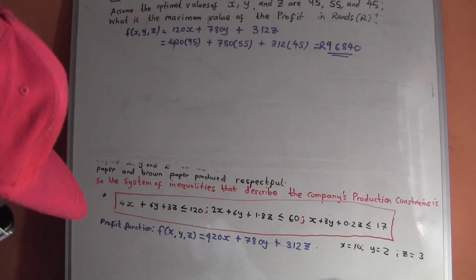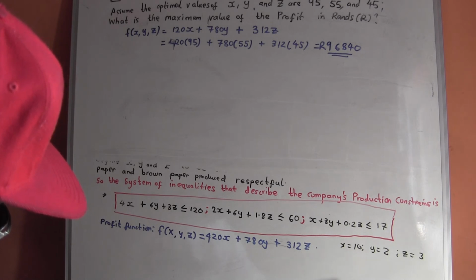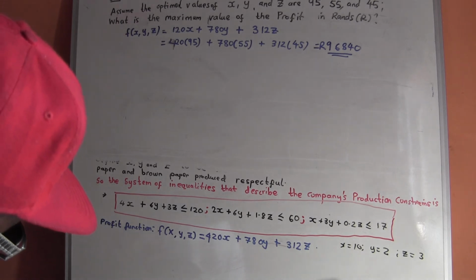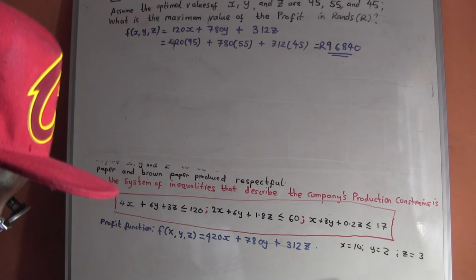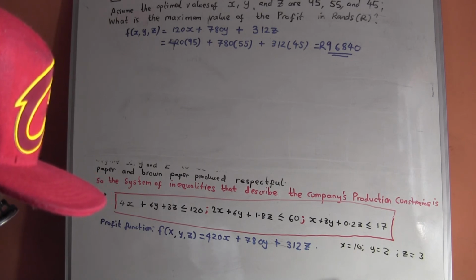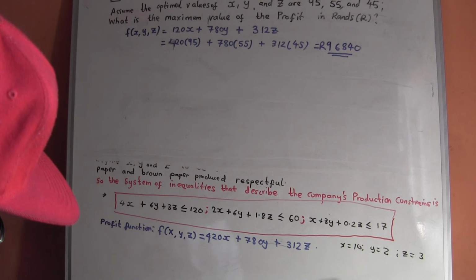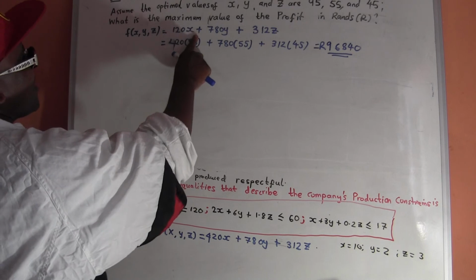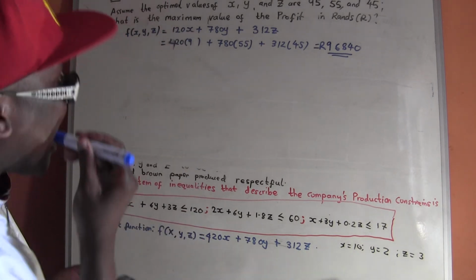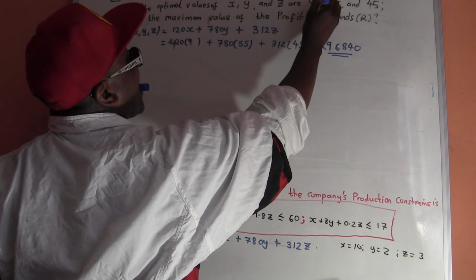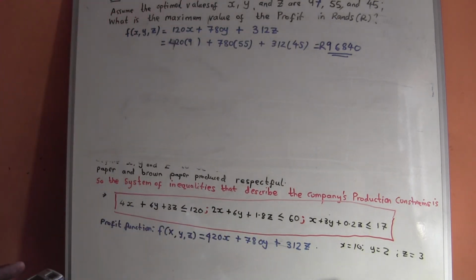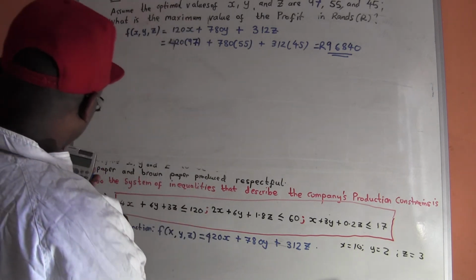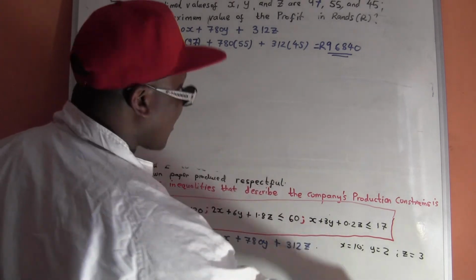78, 78, 420, 420, 78, 78, 312, 312. Okay, 97. The first one is 97. So this is 97 here. I copied the question wrong. 97 right there, so you can put 97 here. Okay, so finally, that's not correct.